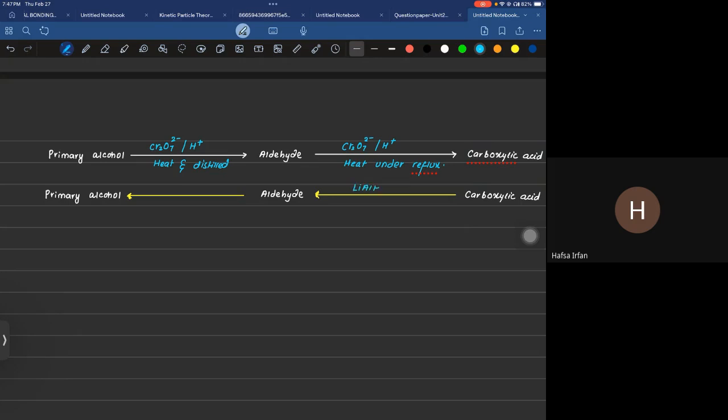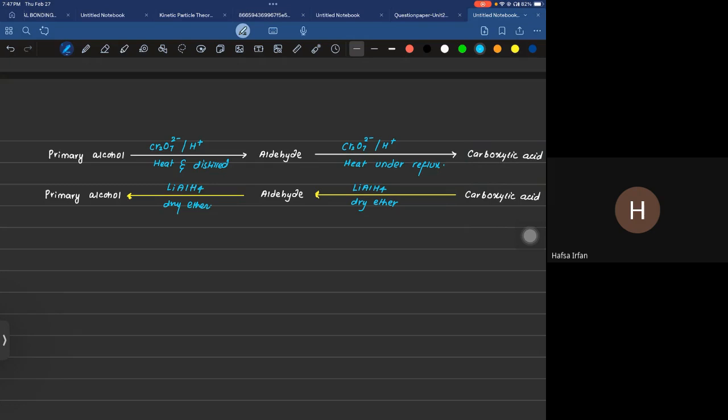It's LiAlH4 in dry ether. ये इसका solvent है. LiAlH4 in dry ether.